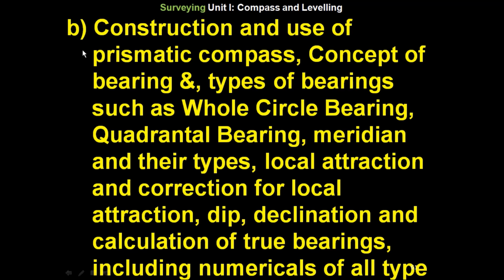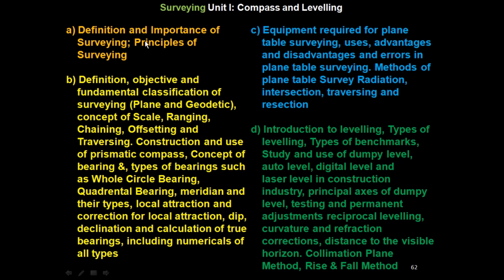So we have seen part B, construction and use of prismatic compass, concept of bearing and types of bearings such as whole circle bearing, quadrilateral bearing, meridian and their types, local attraction and correction of local attraction, dip, declination and calculation of true bearings including numericals of all type. So this is the syllabus of unit number 1, compass and leveling.